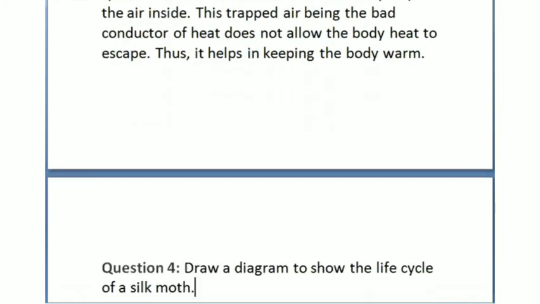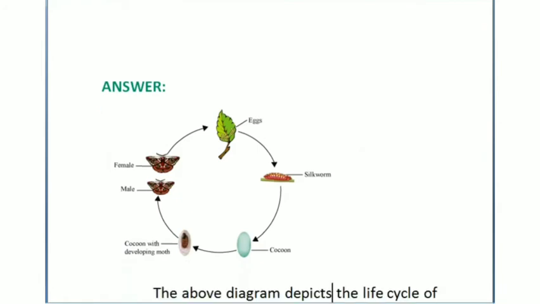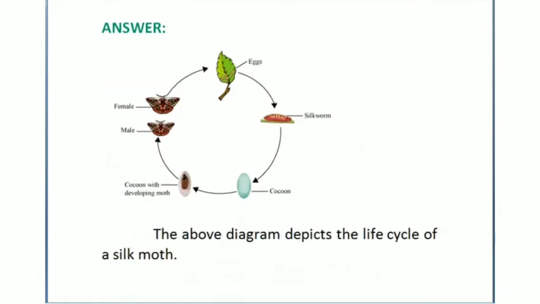Moving further, question number 4. Question 4 says that draw a diagram to show the life cycle of a silk moth. Now you have to draw a diagram, students. But whose diagram you have to draw? You have to draw a diagram to show the life cycle of the silk moth. So see, this is the diagram. You have to draw the diagram like this, or this same diagram is also given in your science book, that is on page number 41. You can take the help from that also.